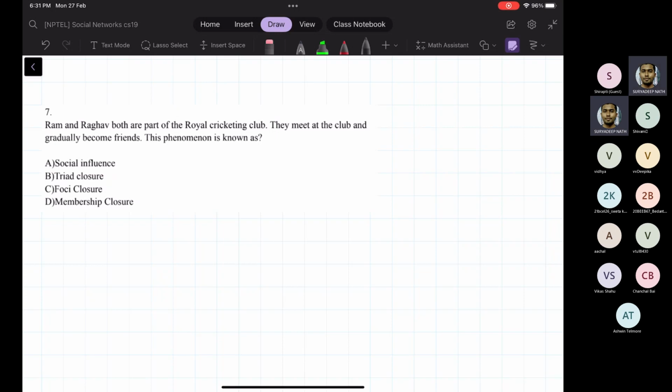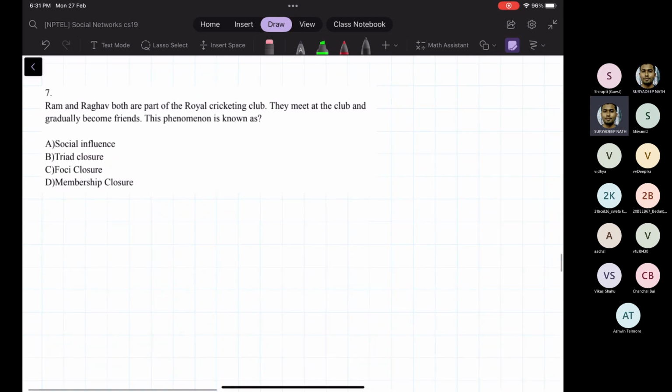Okay. Coming to question 7. We have Ram and Raghav, who are both part of the Royal Cricketing Club. They meet at the club and gradually become friends. So this phenomenon is known as, this is basically option C, focal closure.